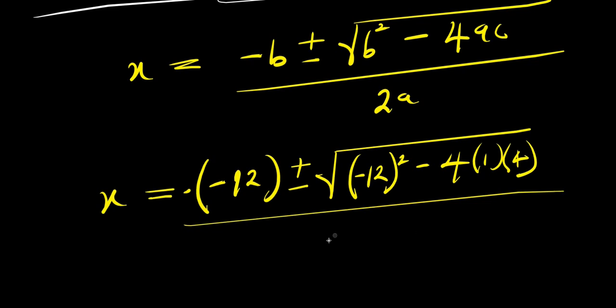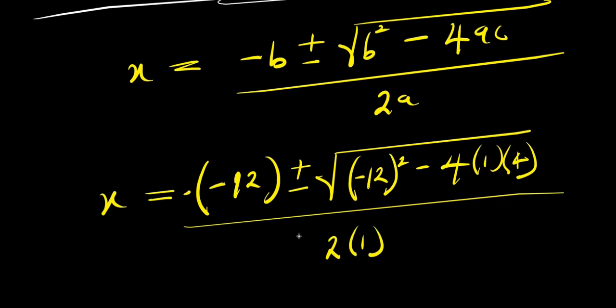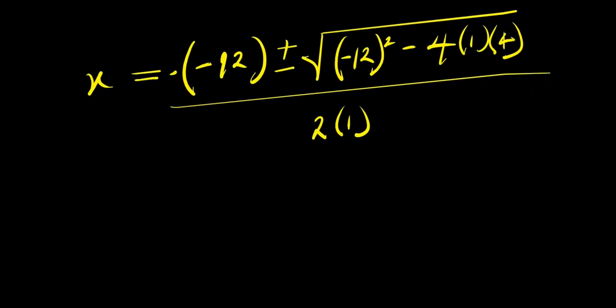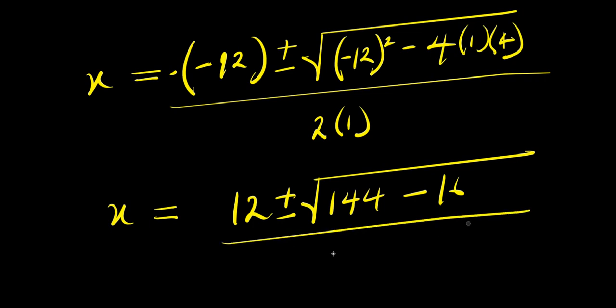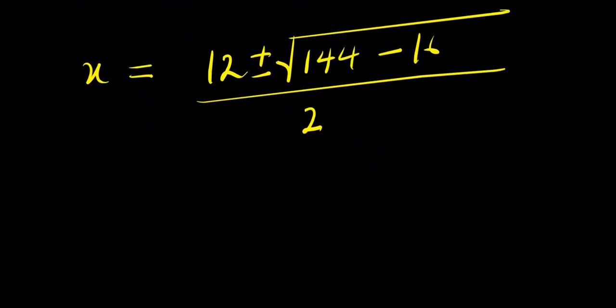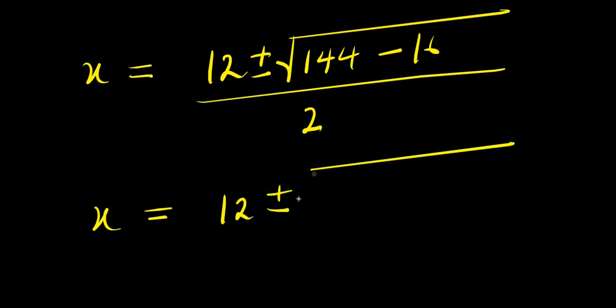Two times a is 2 times 1. So from here we have x equals, this is 12 plus or minus square root of this is 144 minus 16, divided by 2. So from here we have x equals 12 plus or minus square root of, this will give us 128, and this is divided by 2.